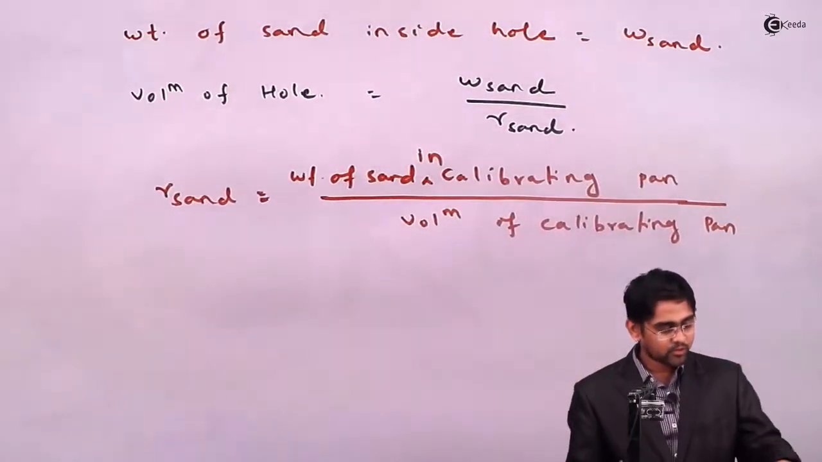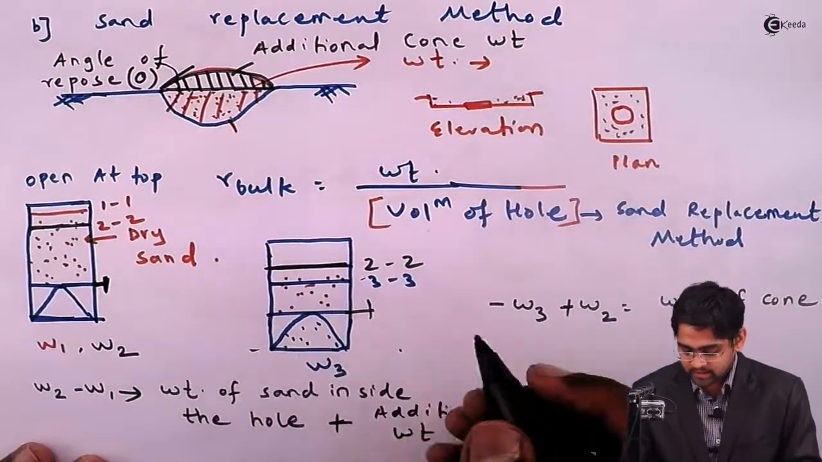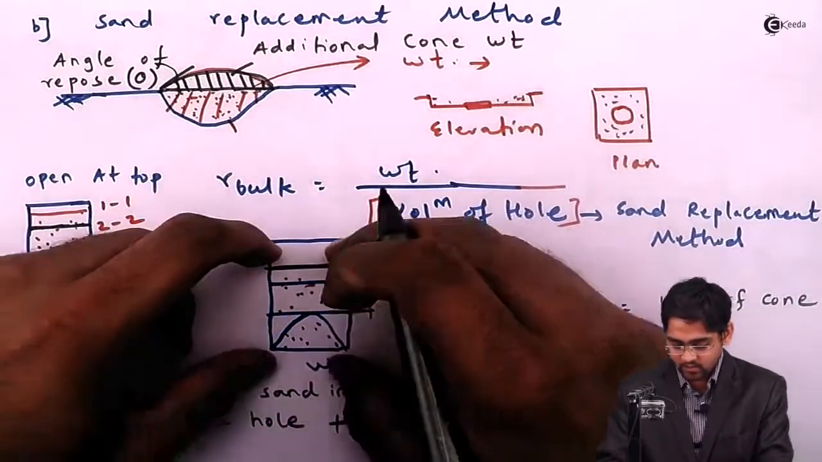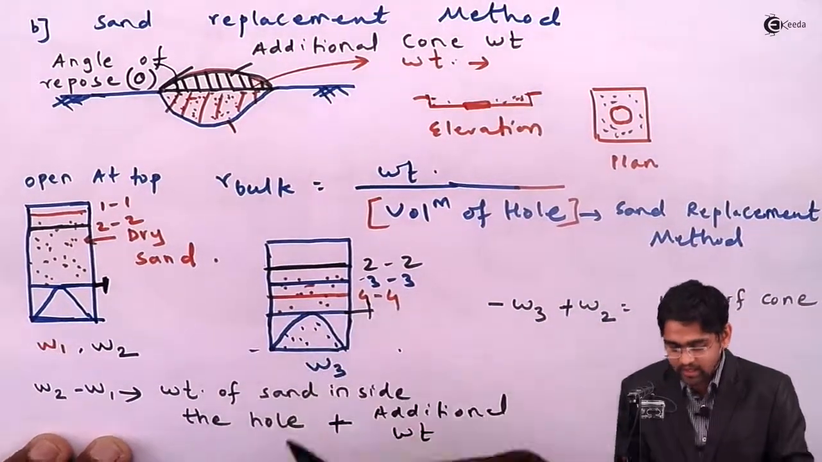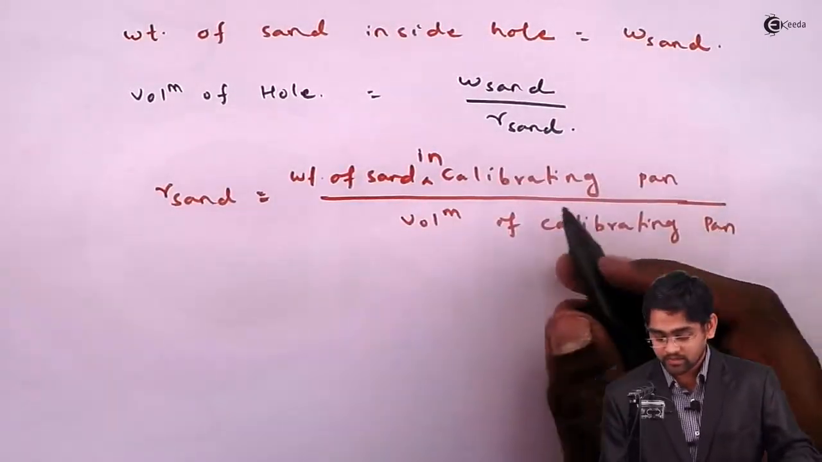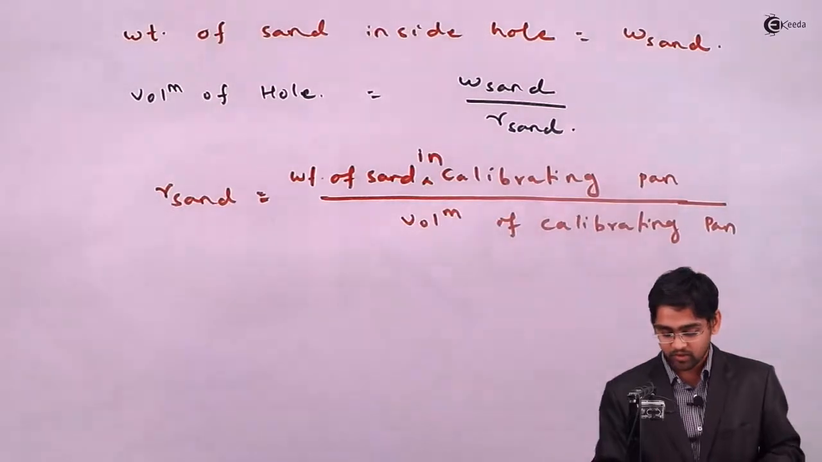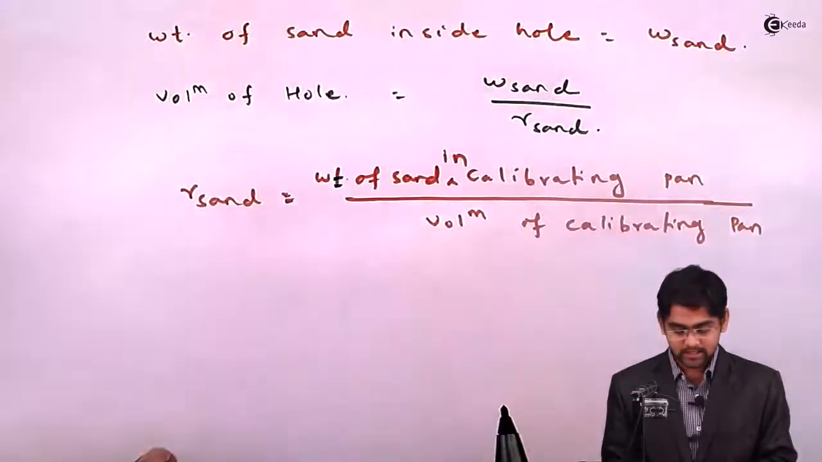So you will do the same procedure again. After level 3, you will place this whole assembly over a calibrating pan and mark it over level 4, again take its weight, and note down the weight which has gone inside the calibrating pan. Divided by its volume, you will get the density of sand. So that's how you will get the density of sand.